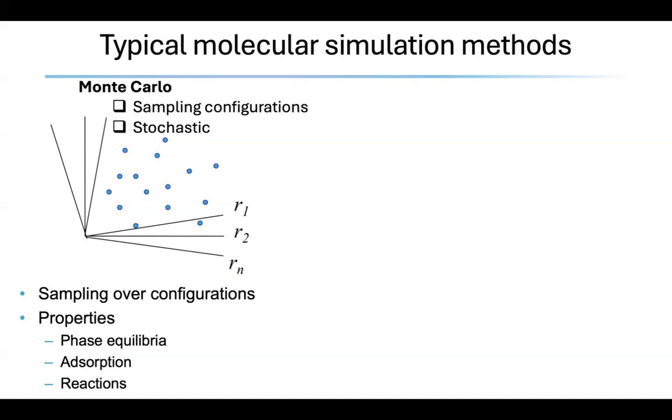I will come to this at a later point in time, but right now, all you need to know is that Monte Carlo simulations are only stochastic, and you make random moves, and you are only interested in sampling configurations. So you're not interested in the velocities of the particles and so on.